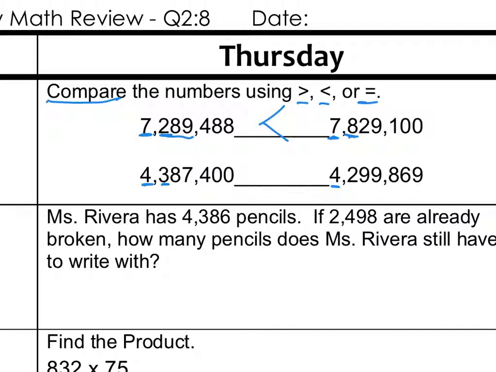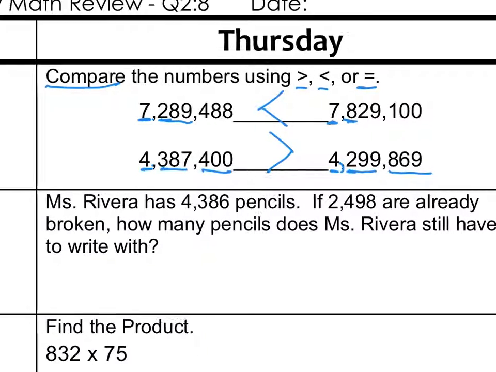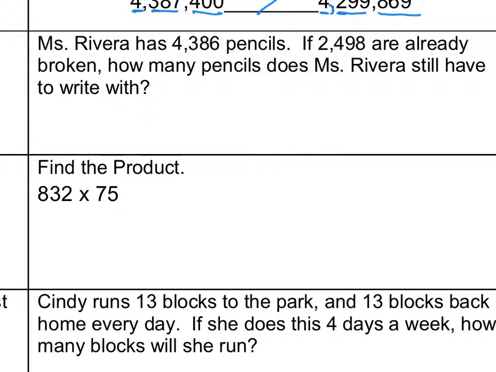Okay, next one, the millions are the same. It's the 10,000s place again that makes up our mind. So 4,387,400 is greater than 4,299,869.